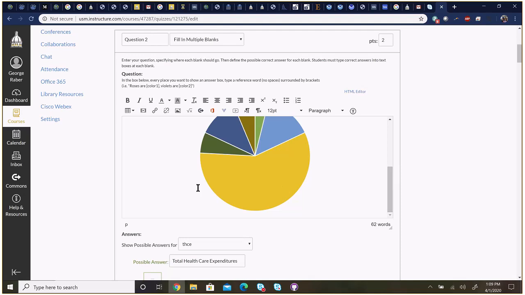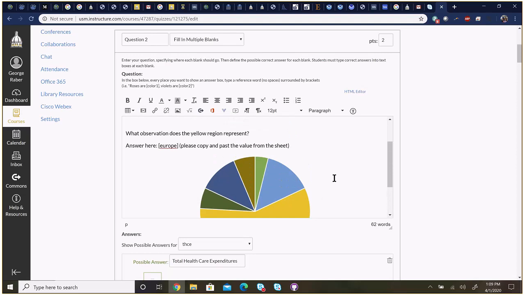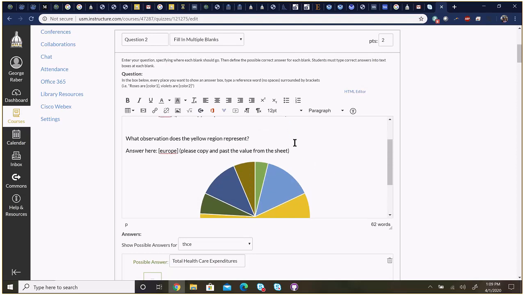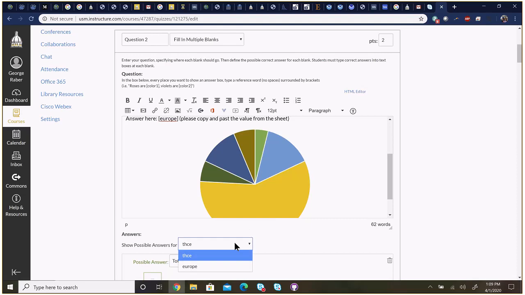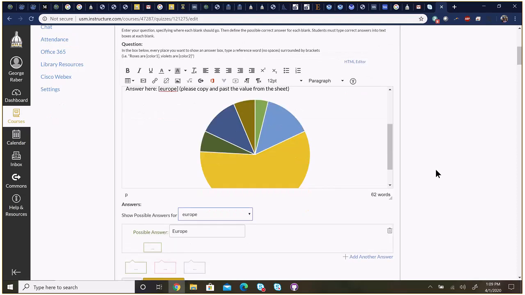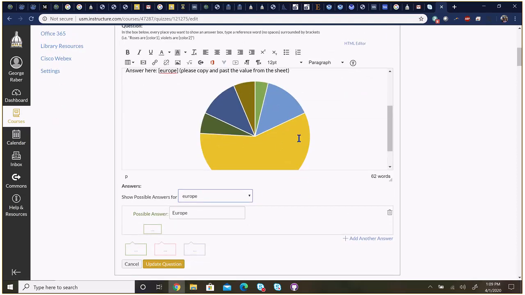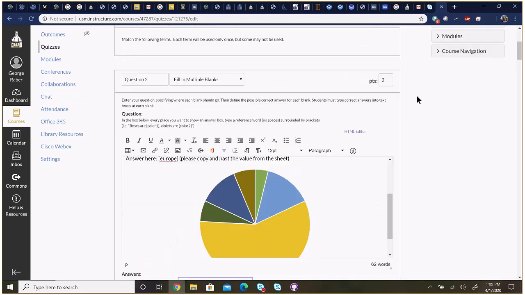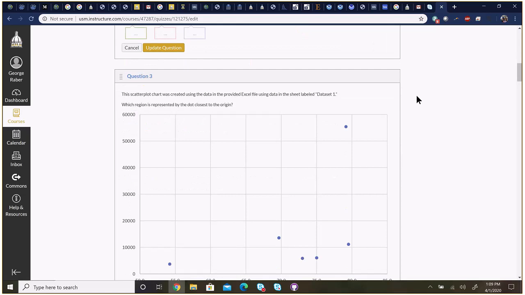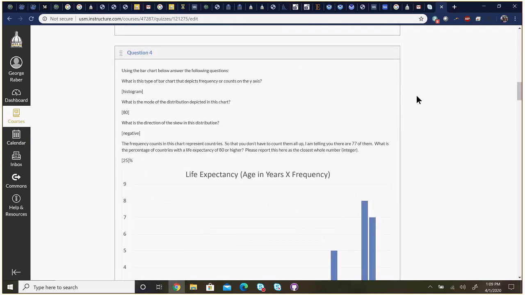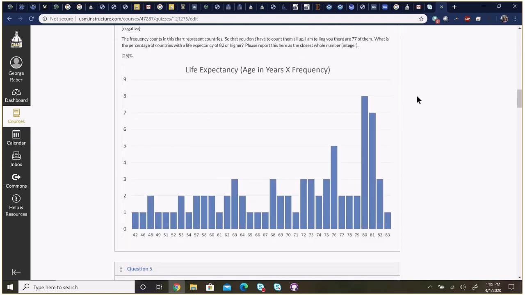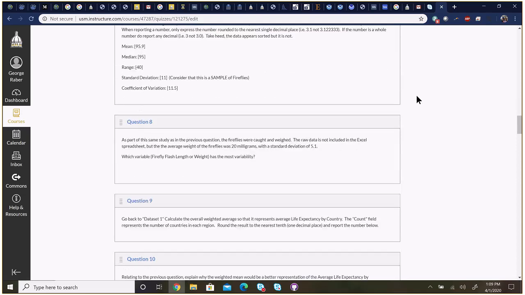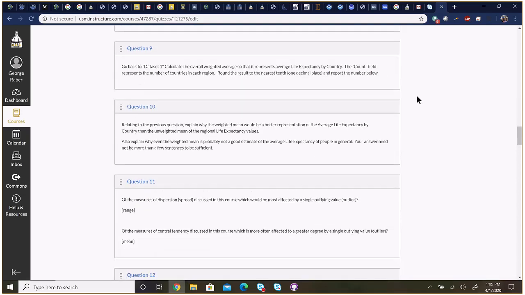So this was the healthcare expenditures. Oh no, that's not that one. Europe. Which country was that? I mean, which continent was that? That was Europe. Okay. All right, this one everybody did fairly well on.